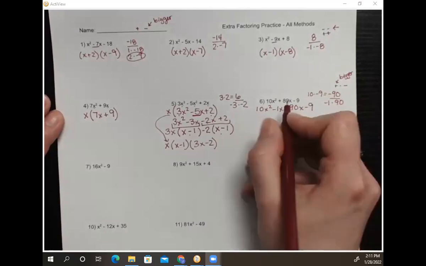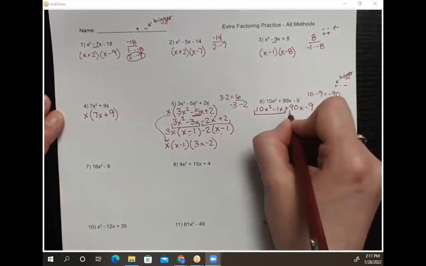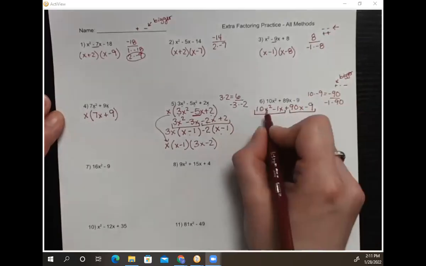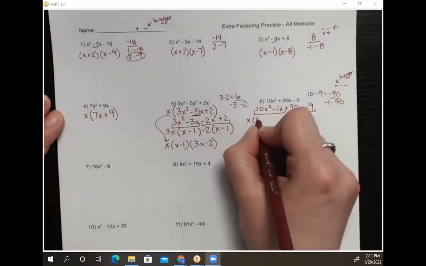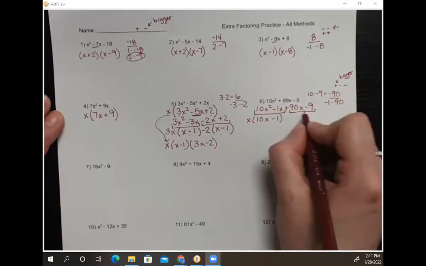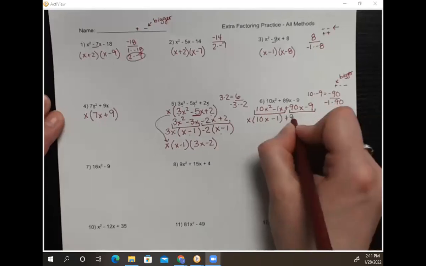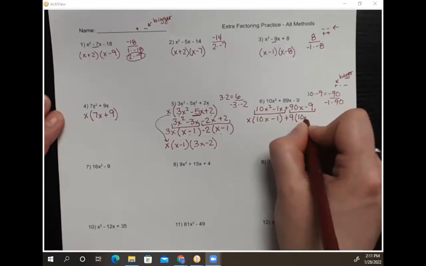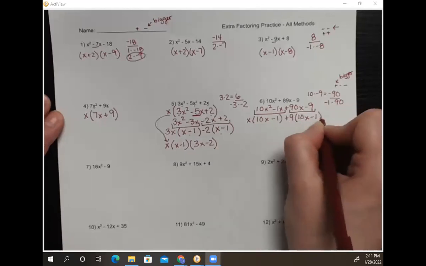Remember, first term and last term stay the same. And now we're going to split this up into our groups. The GCF for my first group, the only thing these have in common is x. So I'm going to pull out x. That leaves me with 10x minus 1. For my second group, I could divide both of these by 9. I'm going to pull out a 9. 90x divided by 9 leaves me with 10x. 9 divided by 9 would be 1, so minus 1 here.